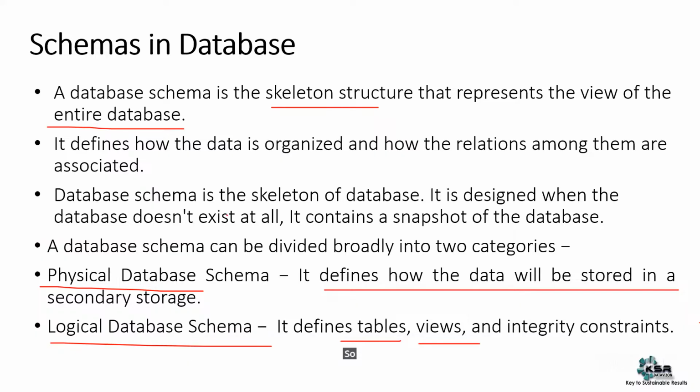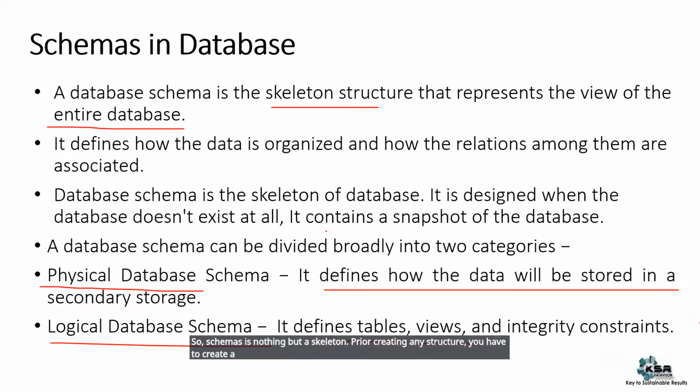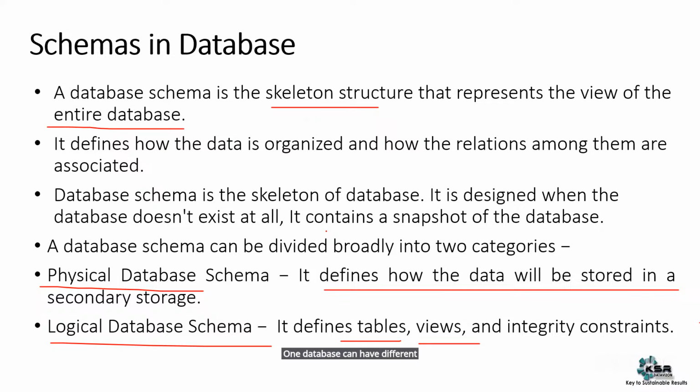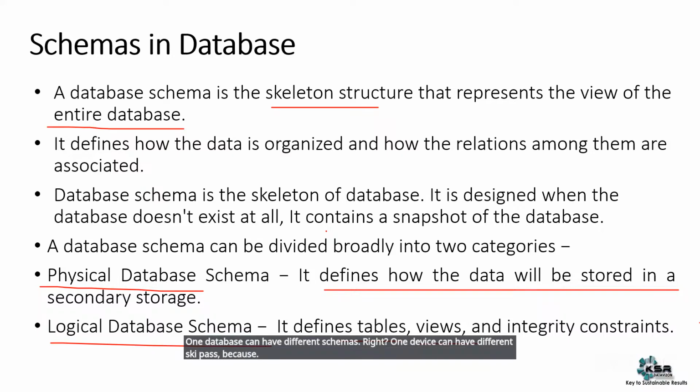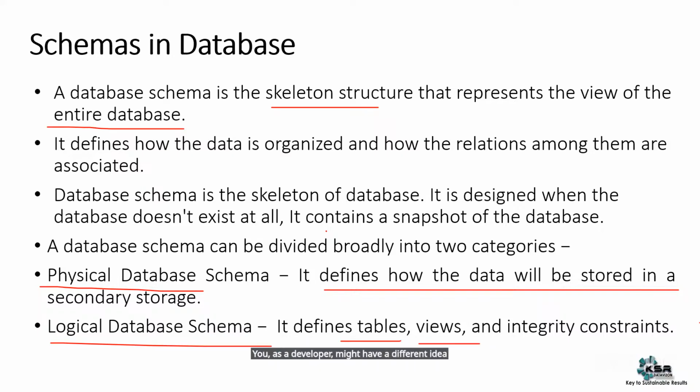So a schema is nothing but a skeleton. Prior to creating any structure, you have to create a raw diagram of it. That raw diagram of a database is called the schema of a database. One database can have different schemas, right? One database can have different schemas because you as a developer might have a different idea. Some other developer might have a different idea. So every person can have their own schema.